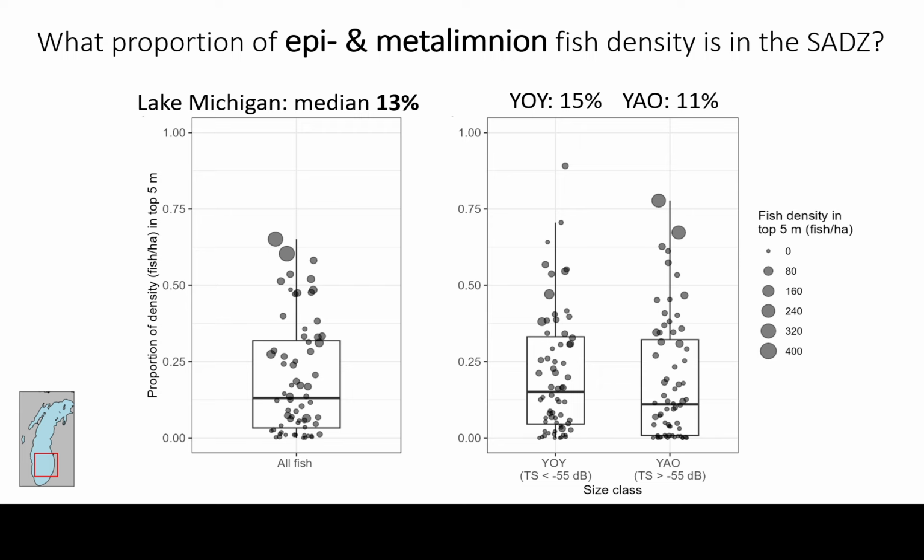So to look into the upper water column a little bit more specifically, since we saw very little effect on the overall fish community in Lake Superior, looking at just epilimnetic and metalimnetic fish targets, there is a median of 13% of targets in that upper 5 meter water column. And then broken down into size class, it was 15% of young of year and 11% of yearling and older. So it looks like in surface oriented fish in Lake Michigan, less of an impact in Lake Superior, but still about a 15% bias.